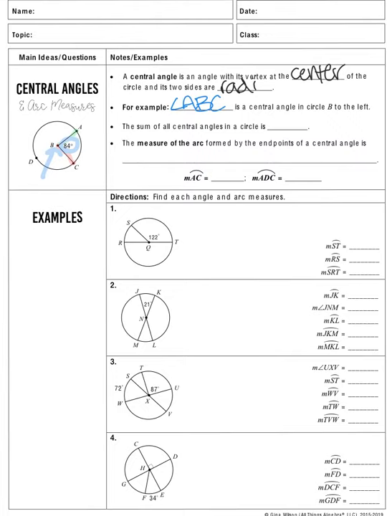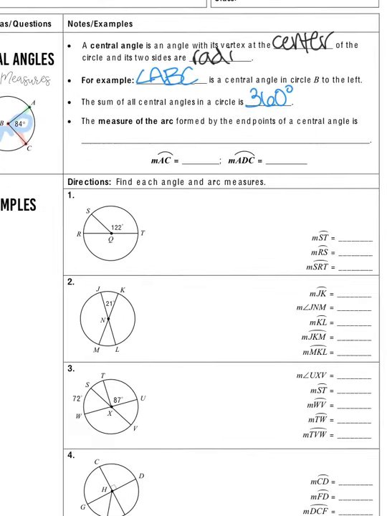to the left. The sum of all central angles in a circle is always 360 degrees. We know that a circle itself is 360 degrees. The measure of the arc formed by the endpoints of a central angle is equal to the degree of the central angle. And I'll explain this in just a second off to the side in the actual picture.